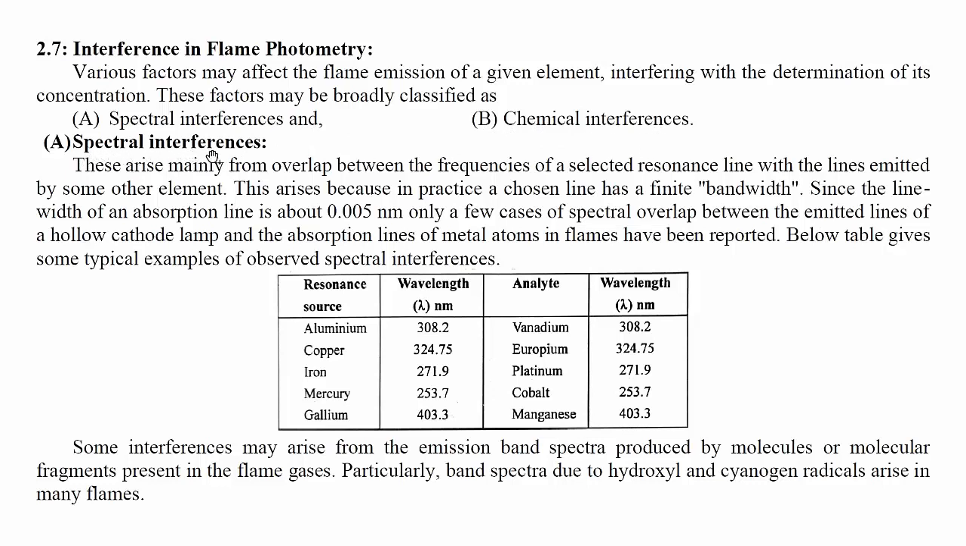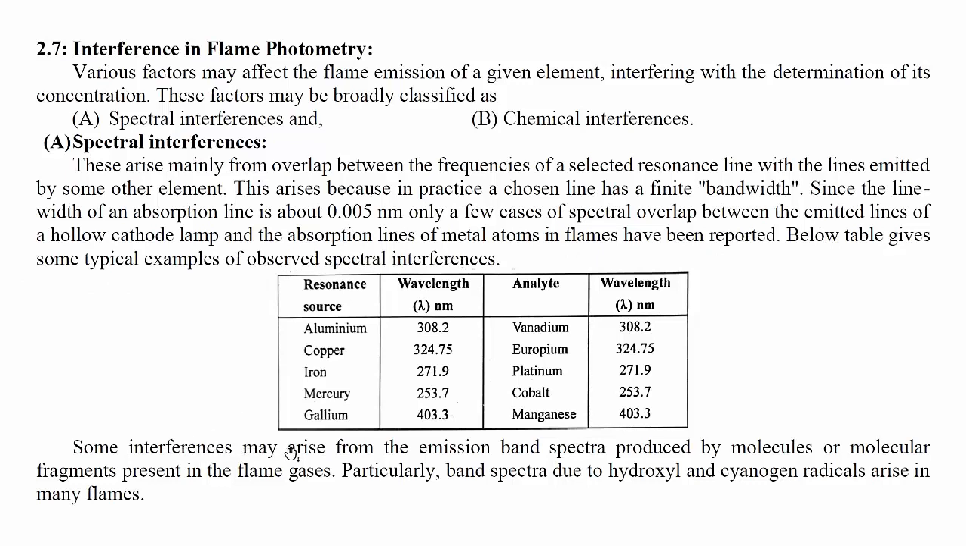A. Spectral interferences. These arise mainly from overlap between the frequencies of a selected resonance line with the lines emitted by some other element. This arises because in practice a chosen line has a finite bandwidth. Since the line width of an absorption line is about 0.005 nanometers, only a few cases of spectral overlap between the emitted lines of a hollow cathode lamp and the absorption lines of metal atoms in flames have been reported. The below table gives some typical examples of observed spectral interferences.